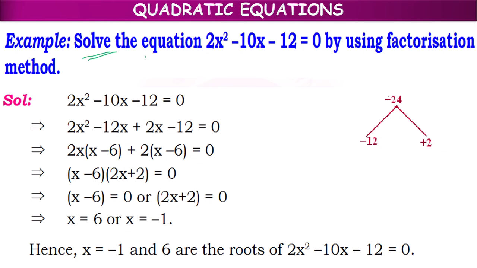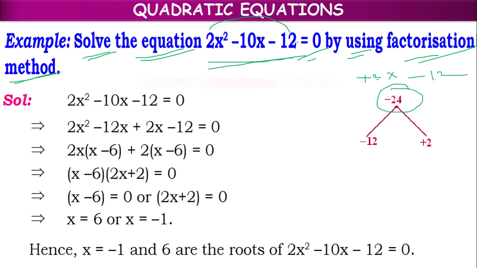Here, solve the equation 2x square minus 10x minus 12 equal to 0 by using factorization method. So we have to take the product of ac. a value is plus 2 into c value is minus 12. If you multiply, we will get minus 24 to be split into two factors such that their sum is equal to this middle number. What is middle number? Minus 10, that is b.